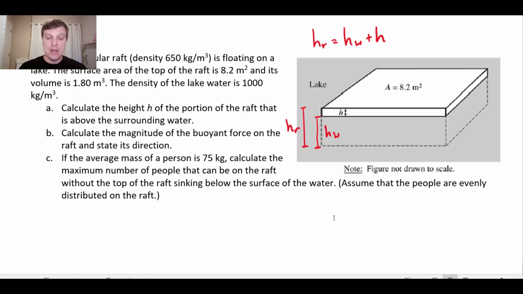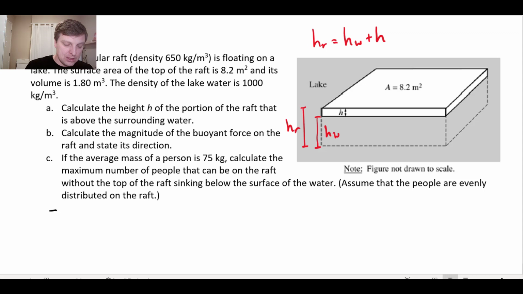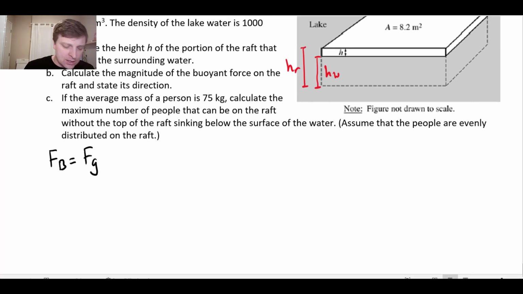The first thing to recognize is that this raft is floating, and since it's floating, isn't that nice of it, then we know that the buoyancy force is equal to the force of gravity, the weight of the raft. So I could say rho Vg, and this is rho of the water times the volume of the water times g is going to equal rho raft times V raft times g. And that's just because the weight of the raft must be equal to the weight of the displaced fluid.